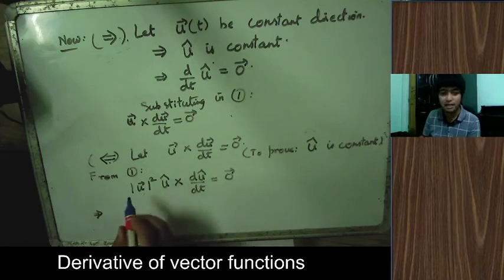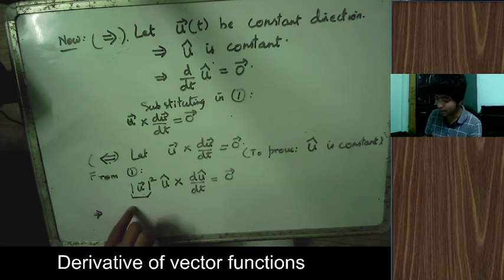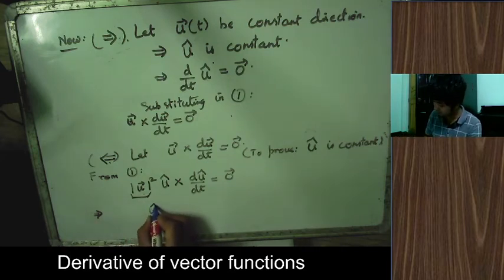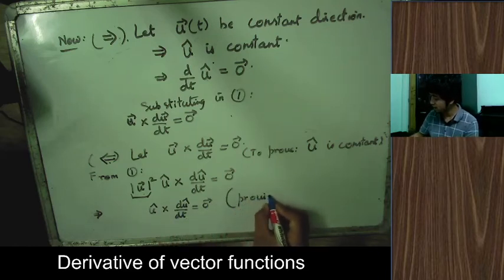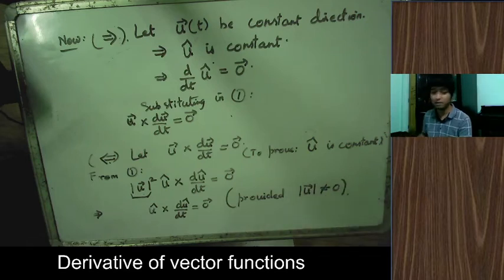Okay, so over here you can see that this one is a scalar. We can divide both sides by this scalar, provided this one is not 0, because you cannot divide by 0. So what I will write, call 0 bar over here, provided this quantity is unequal to 0.